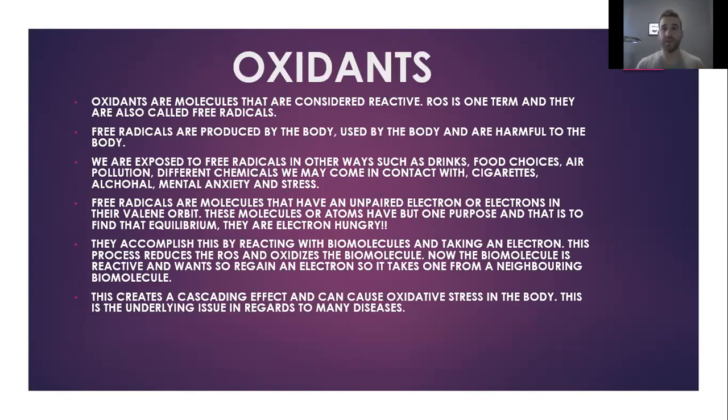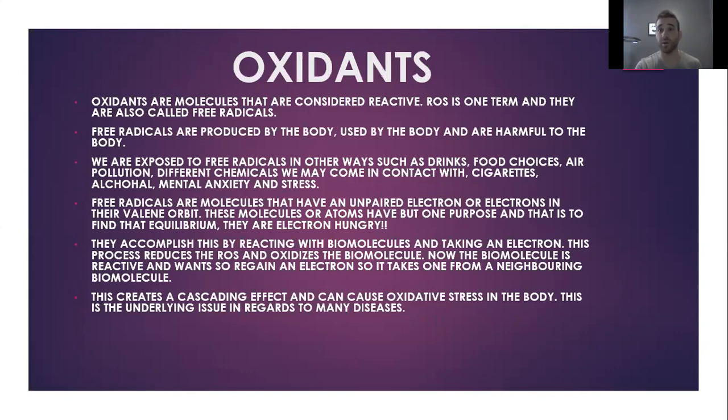So if we can get this oxidative stress in check, okay, that's going to really prevent us from having issues later on in life, and it's going to help us maintain that longevity, okay, that we all want.